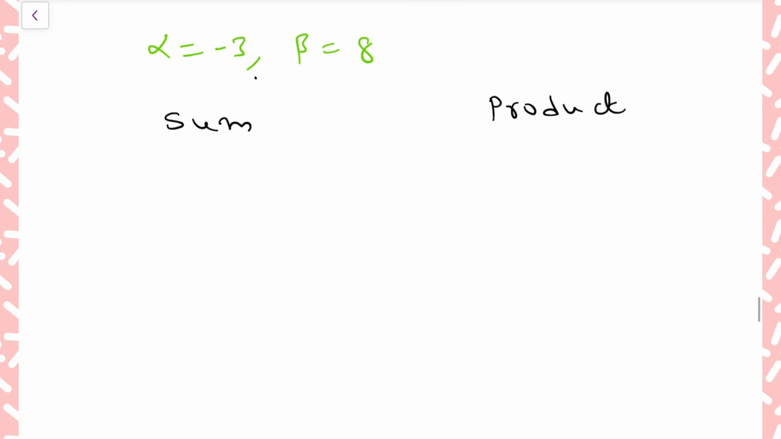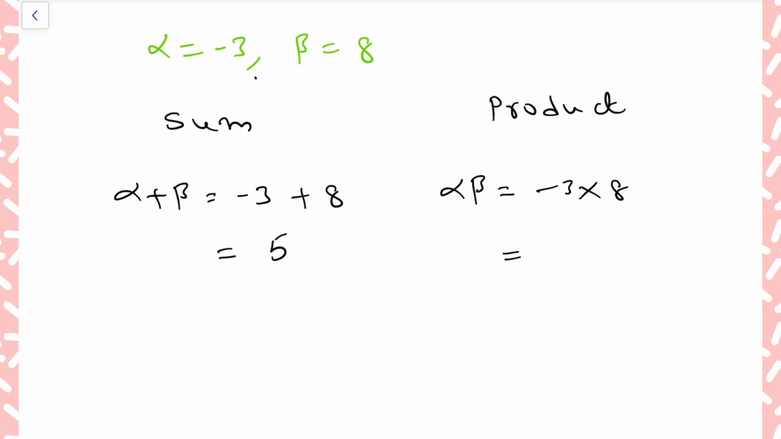Sum of the zeros: alpha plus beta equals alpha is minus 3 plus beta 8, minus 3 plus 8 is 5. Next, product of the zeros, alpha into beta: alpha is minus 3 into beta 8, minus 3 into 8 is minus 24.